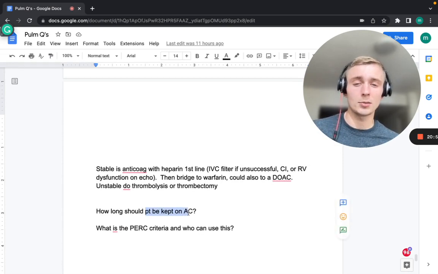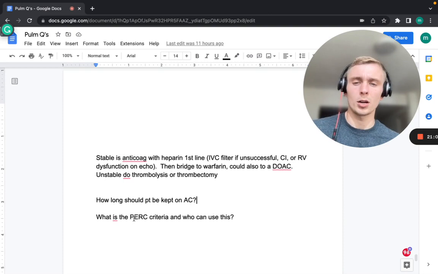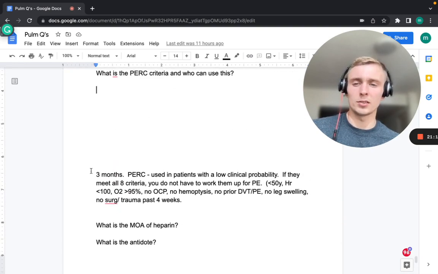How long should a patient be kept on anticoagulation after this condition? And what is the PERC criteria and who can use this? So it's important to know about the PERC criteria. What is that and who can use it? And how long do they need to be kept on anticoagulation? So this is going to be 3 months. So they need to be kept on anticoagulation for 3 months.